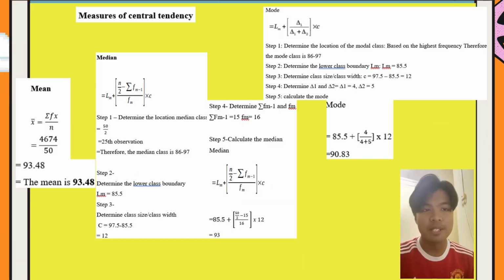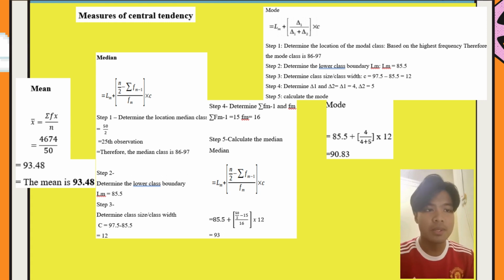The first part is to measure the central tendency. To measure the central tendency, we will need to find the mean, median, and mode. To find the mean, we need to use the formula as shown on the slide. Take 4,674 divided by 50, we will get 93.48. Therefore, the mean is 93.48.